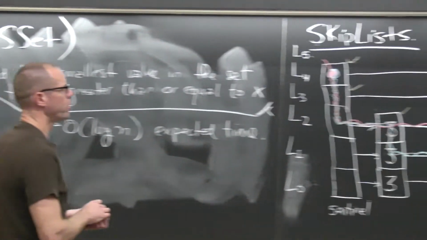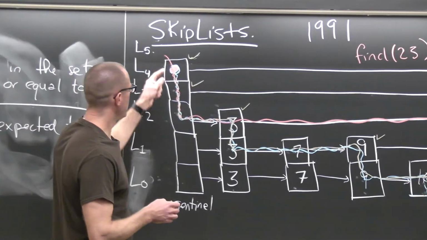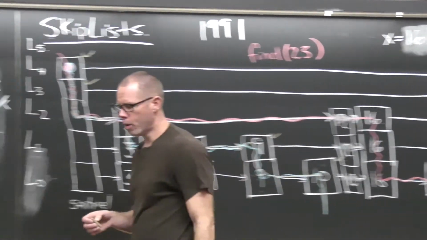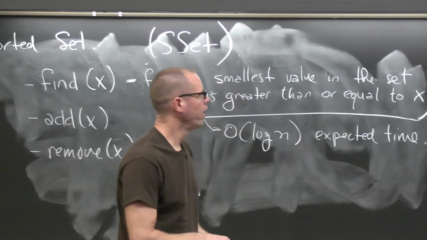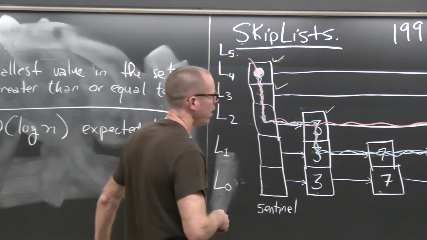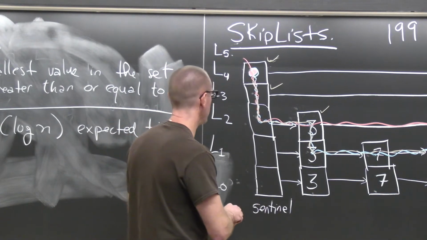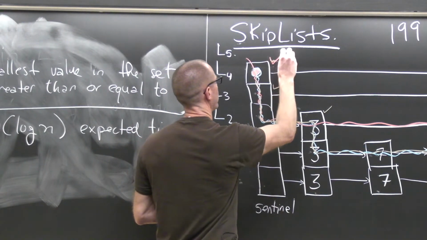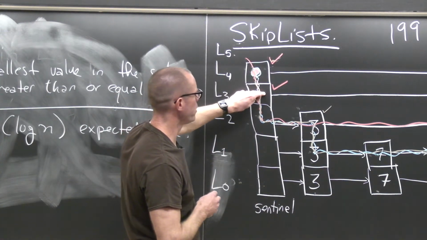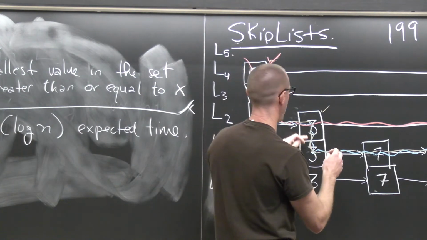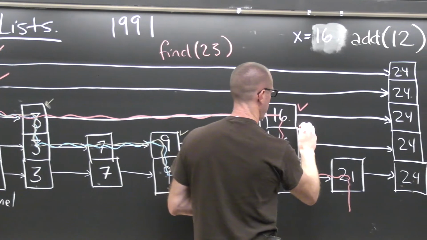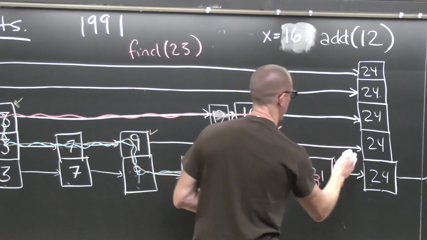Yeah, let's follow the search path to 24. That's actually this red path that I've drawn here. And now I need to take 24 out of these lists. And so let's see. This thing needs to be adjusted. This pointer needs to be adjusted. This one doesn't. This one does, and this one does.